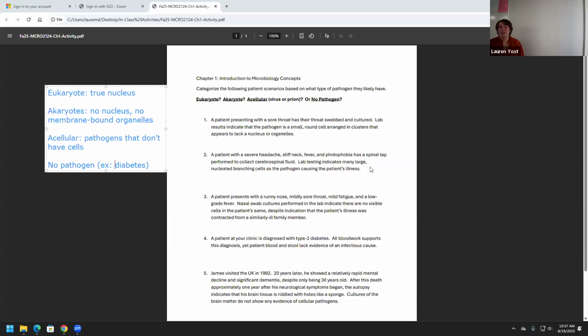The lab says that this patient with meningitis has nucleated branching cells and the pathogen that is causing this person's illness. So your spinal fluid should be sterile. There should be no microbes in it at all. So if somebody's spinal fluid has cells that have nuclei, what is the cause of the disease? It's going to be eukaryotic, right? So even more specifically, I'll tell you what it is. If they're branching cells like that, it's going to be a fungal meningitis.